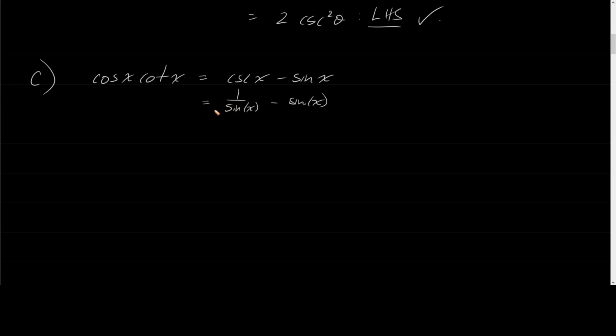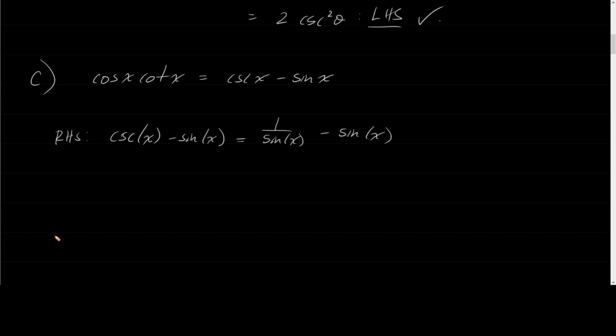And look at that. Suddenly we have a whole bunch of arithmetic we can apply here because of fractions. So that's what I'm going to do. I'm going to start with the right-hand side here. So starting with the right-hand side, we've got cosecant x minus sine x, and we just said that this can be rewritten as 1 over sine minus sine.